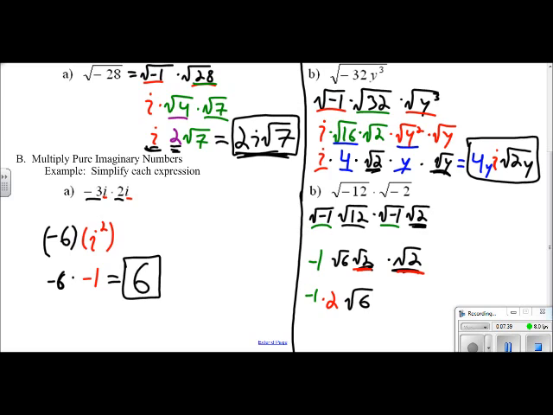So in this case, we rewrite our final answer as negative 2, because negative 1 times 2 is negative 2, times the square root of 6. And that would be our final answer.